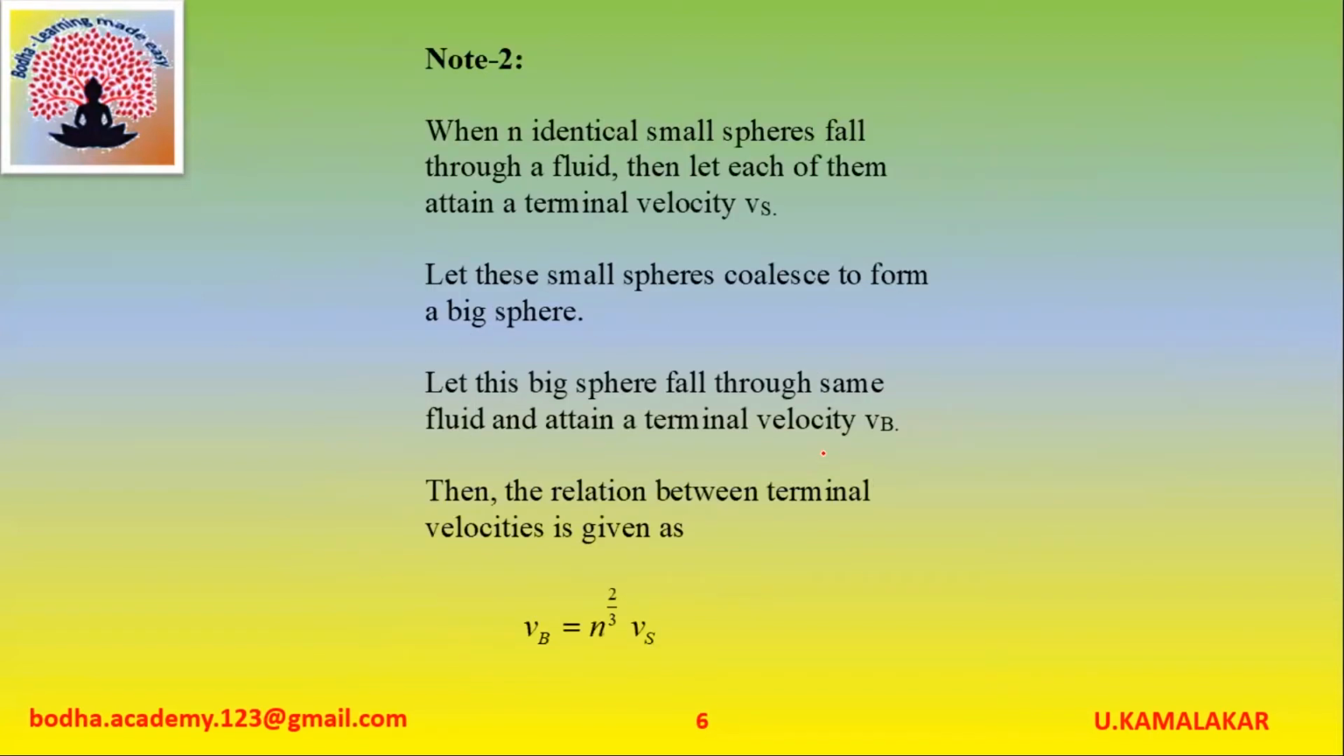Note, when n identical small spheres fall through a fluid, let each of them attain a terminal velocity Vs. Let these small spheres collide to form a big sphere. Let this big sphere fall through the same fluid and attain a terminal velocity Vb. Then relation between terminal velocities is given as Vb is equal to n to the power of 2 by 3 into Vs, where Vb corresponds to terminal velocity of big sphere, Vs corresponds to terminal velocity of small sphere.